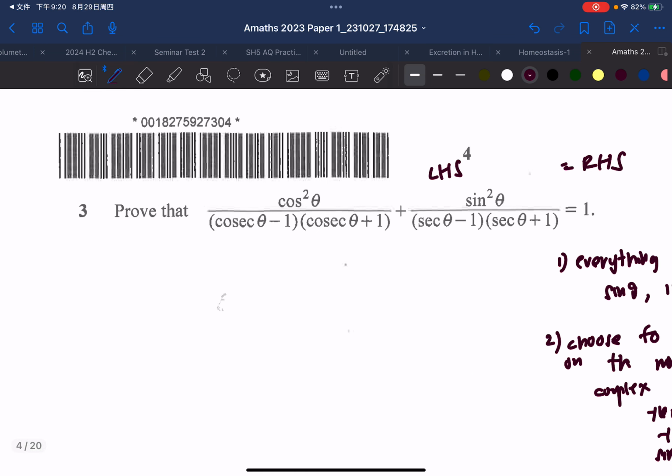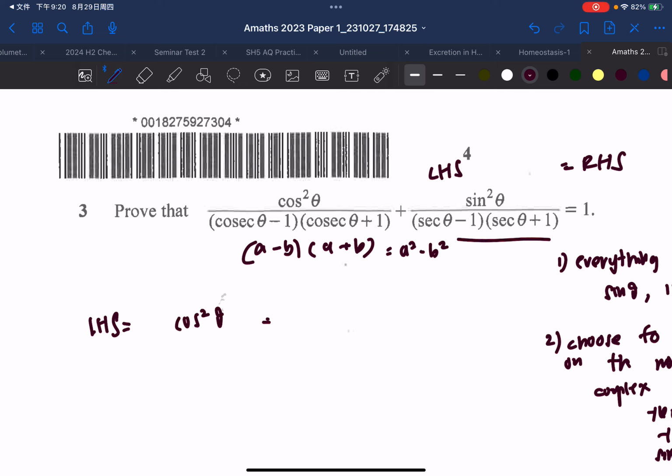So what I will do here, I will just say that the right hand side is equal to 1. So what I can realize here is, before I even prove, I need to analyze. This is actually just (a minus b) times (a plus b), which becomes a square minus b square. Same for this. So I will write it down first that both of them actually give me cosecant square theta minus 1. This one will be secant square theta minus 1.